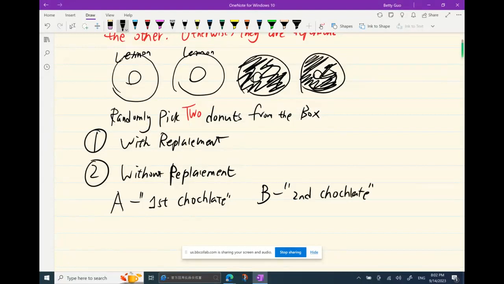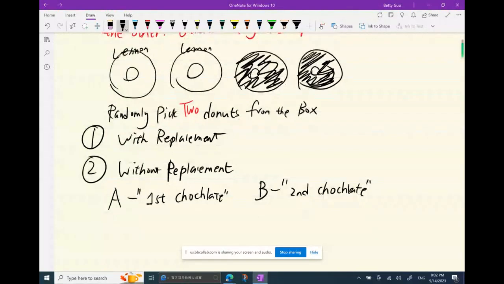I might misspell chocolate, just bear with me. So let's see. Are A and B independent in the first case or dependent in the first case? And also determine, are A and B independent in the second case or dependent in the second case?